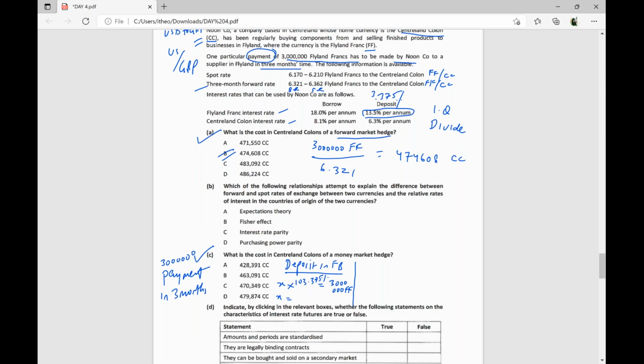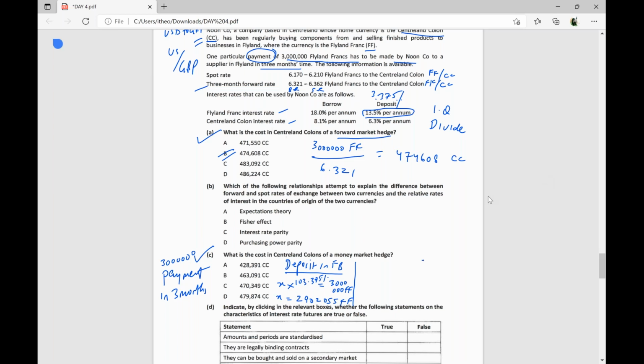So the amount deposited should be 2902055. Always borrow or deposit less, because when interest is charged, it becomes equal to the exact amount in 3 months. Okay, so 2902055 FF should be deposited, so that when interest is earned for 3 months, it becomes 3 million.